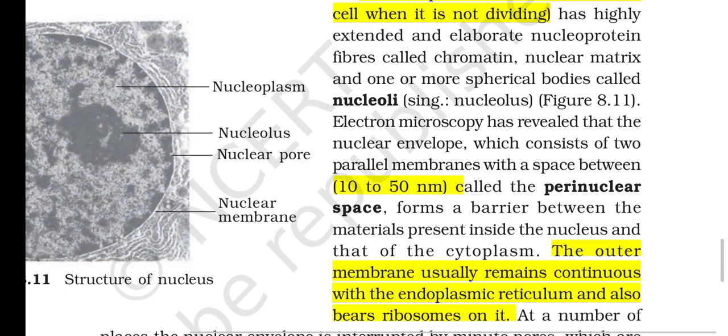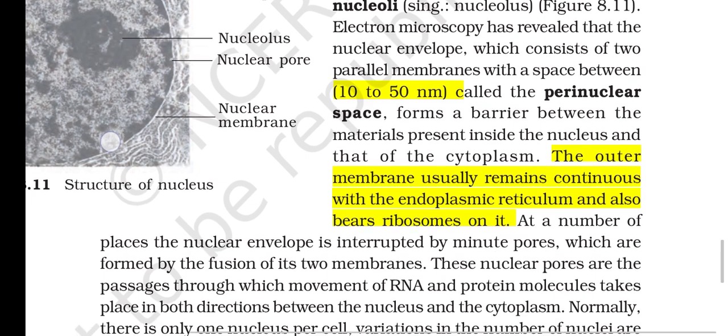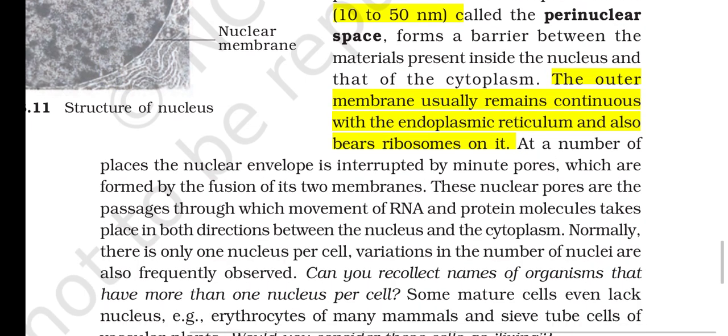Electron microscopy has revealed that the nuclear envelope, which consists of 2 parallel membranes with a space between 10 to 50 nanometer called the perinuclear space, forms a barrier between the materials present inside the nucleus and that of the cytoplasm. The outer membrane usually remains continuous with the endoplasmic reticulum and also bears ribosomes on it.